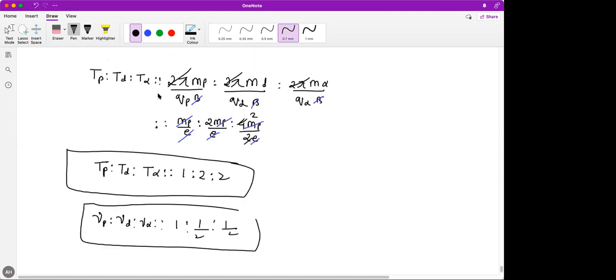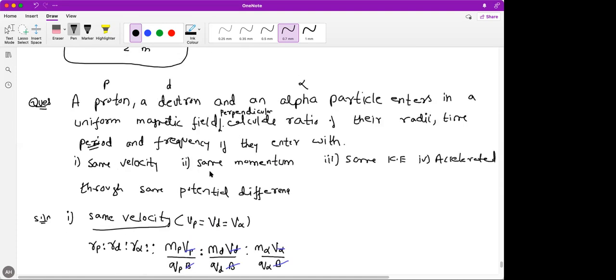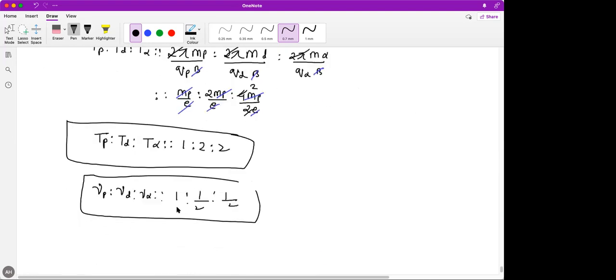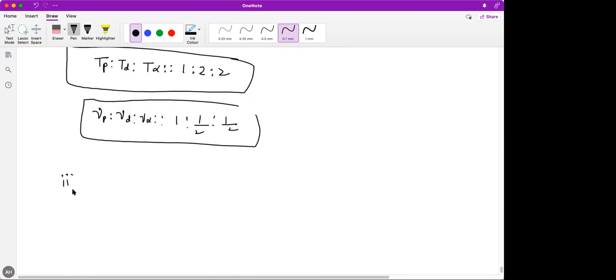See the next part. The next part is saying that the charged particle is moving with the same momentum. So if it is moving with the same momentum, then you have to convert this expression of radius of path in terms of momentum. This is the expression of radius of the path of charged particle. R is mv over qB. You have to convert this expression in terms of momentum.